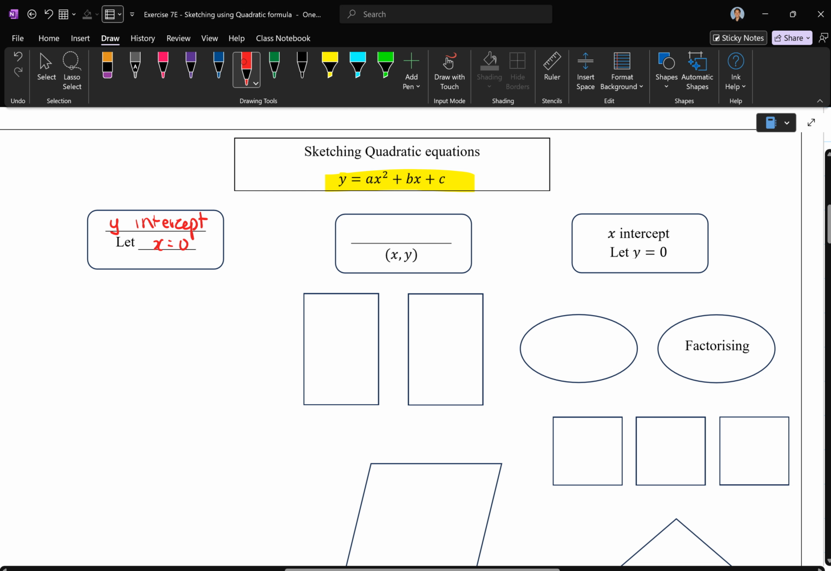Next one, turning point. You need to find the turning point. I've shown you 2 ways to find the turning point. One, you had the rule x equals negative b on 2a. Don't write this down because it's on your sheet already. And the next one was you read the turning point form, so a bracket x minus h squared plus k. All right, so that was one of the key things that you would learn to do.